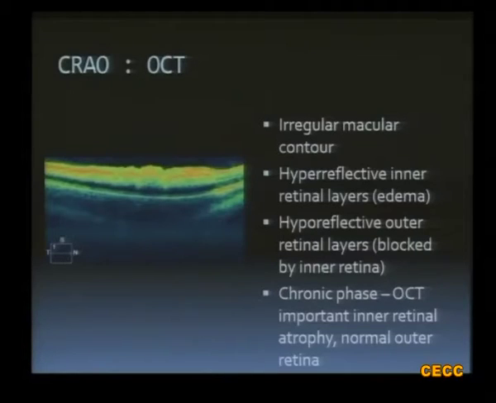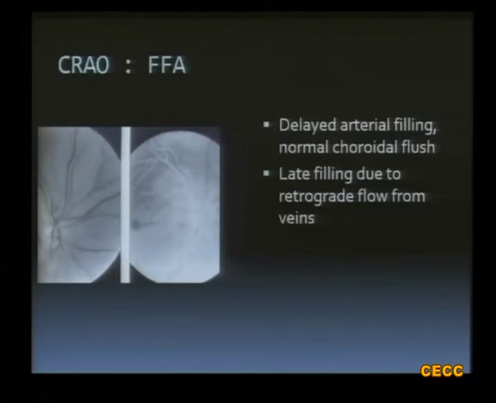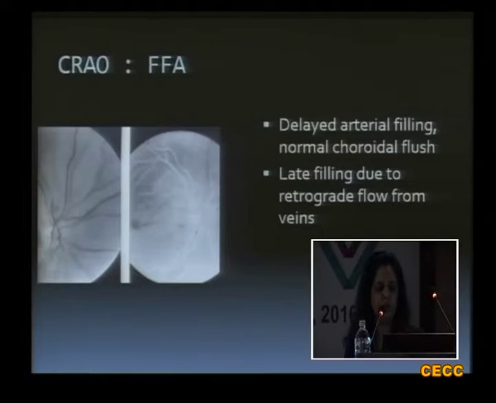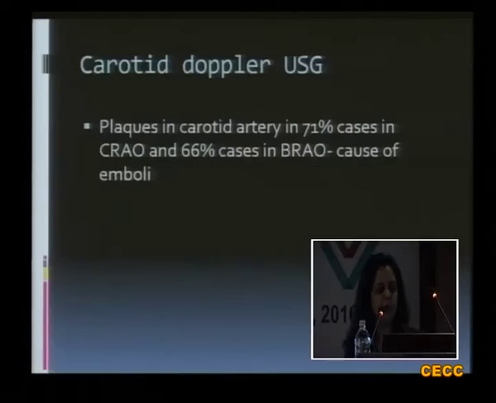In a chronic phase, OCT again becomes important because the inner retinal layer may become atrophic, and then this blocked fluorescence goes off, and you may see a normal outer retina. On angiography, obviously there is a delayed arterial filling, normal choroidal flush, and there is a late filling due to a retrograde flow from the veins.